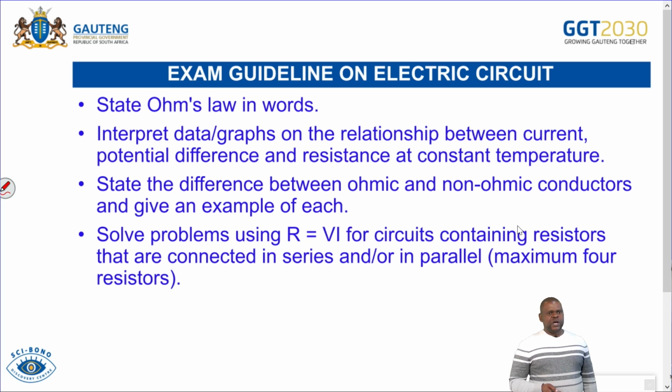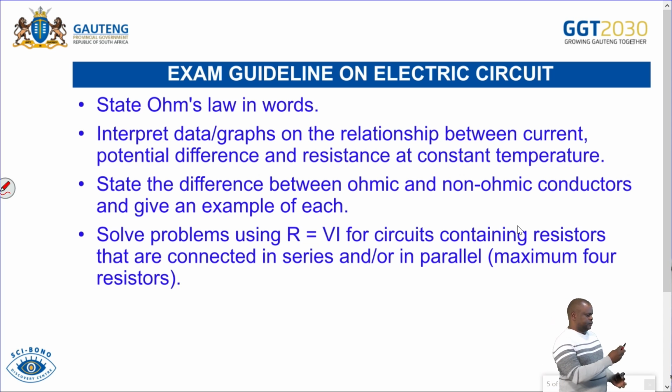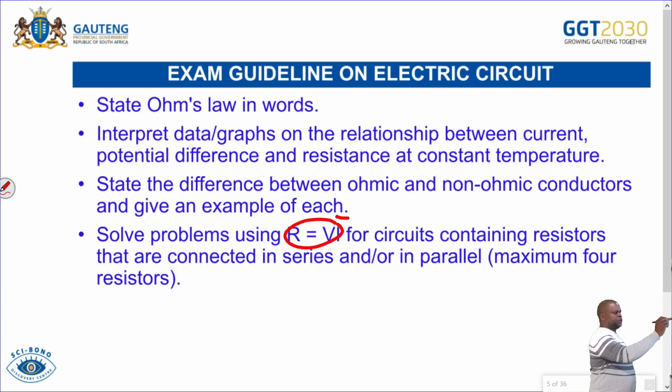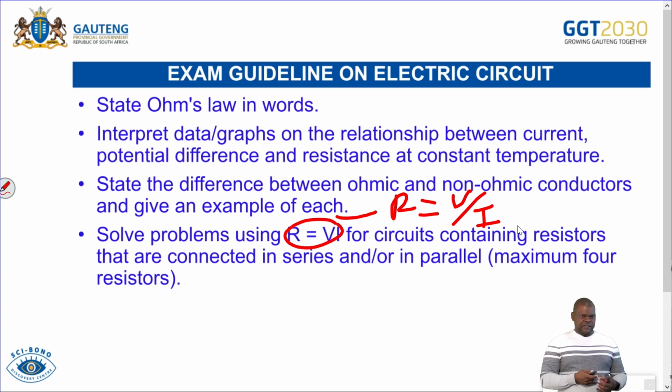State the difference between ohmic and non-ohmic conductors and give an example of each. You must be able to give the examples of ohmic and non-ohmic conductors, and you must know the difference between them. Solve problems using R is equal to V over I, grade 11s.